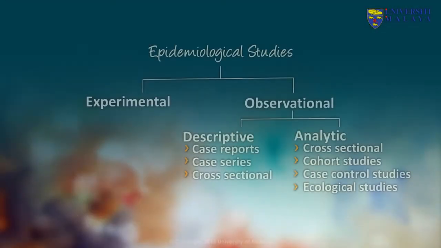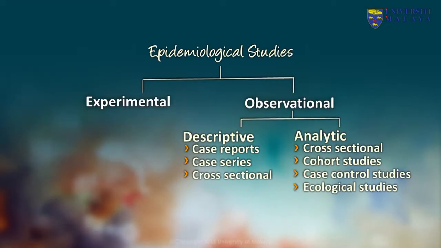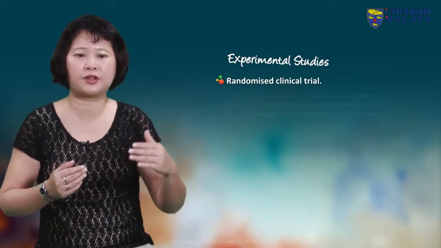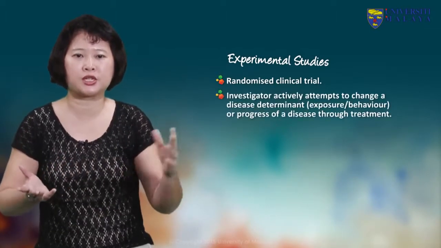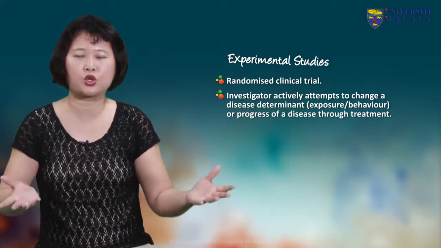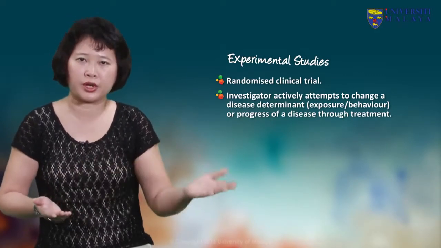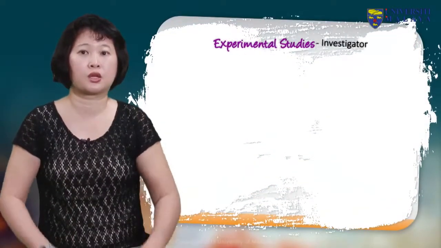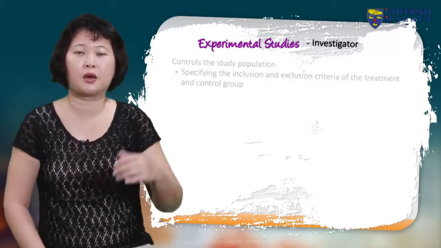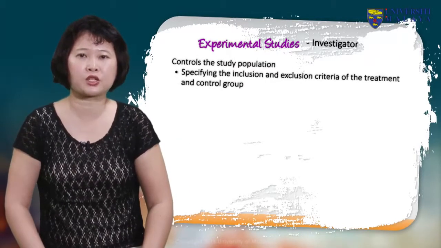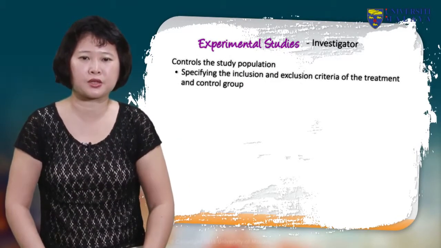The last type of epidemiological study is the experimental study. Experimental studies are randomized controlled trials. This is when the investigator actively attempts to change a disease determinant or exposure or behavior or progress of a disease through treatment or intervention. The investigator controls the study population by specifying the inclusion and exclusion criteria of the study subjects.